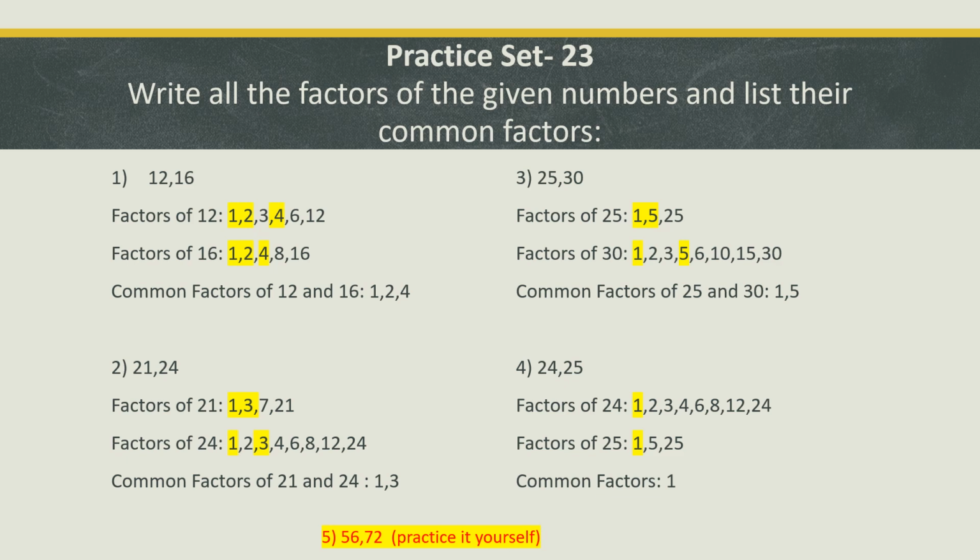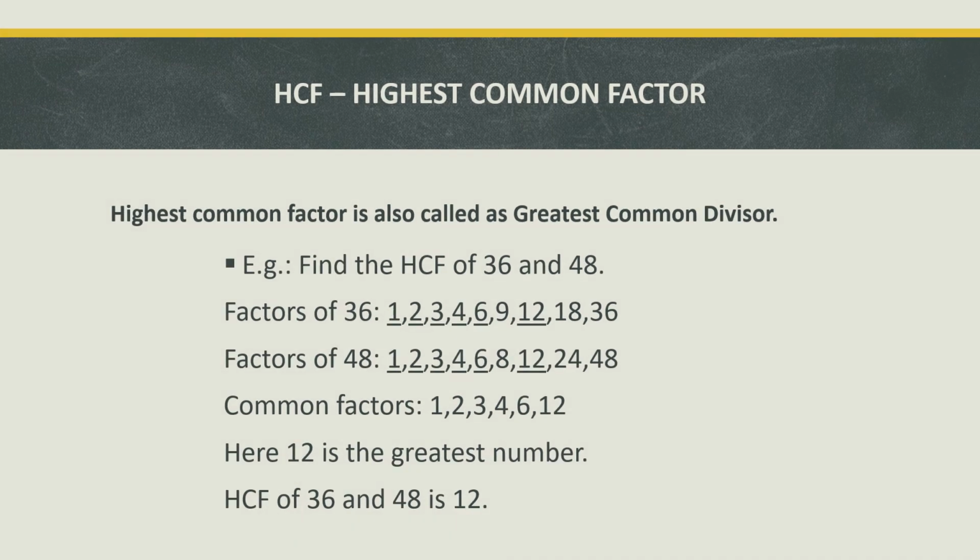Now there is a question for homework for practice, that is 56 and 72. You will find the factors of 56 and 72 and write the common factors of both. Now coming to highest common factor. Highest common factor is also called greatest common divisor. As I said we can either get it through tables, or we can get it through division. Hence it has a name greatest common divisor.